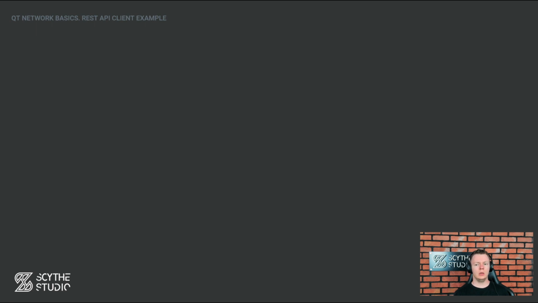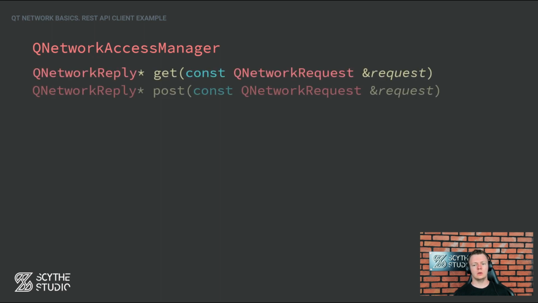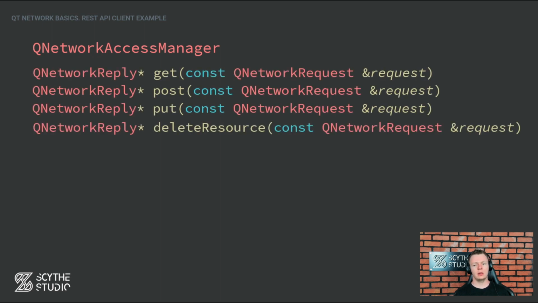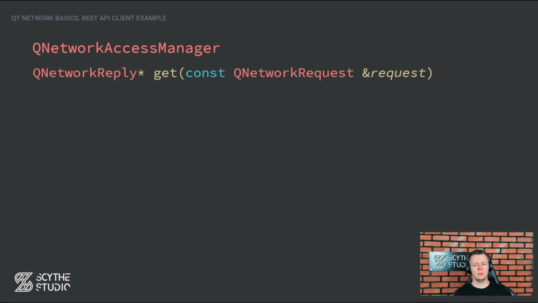So, how do we connect to a REST API in Qt? Firstly, we need something that would handle the requests. By handling, I mean sending and receiving them. In Qt, we have the QNetworkAccessManager class. It acts as a manager for network requests, so it allows communication with the REST API using HTTP methods.